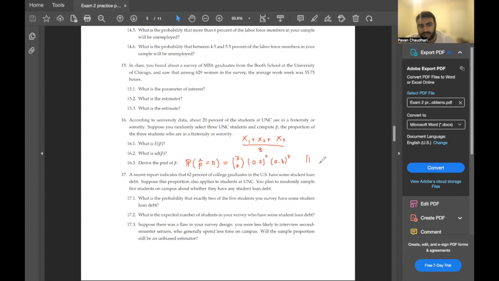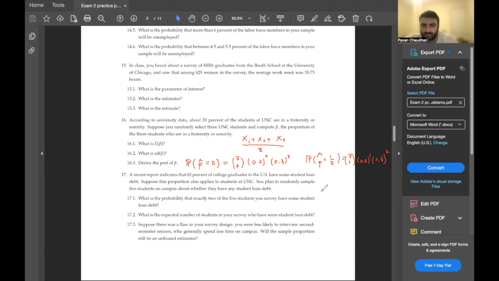Similarly, the probability P hat equals 1/3 is 3 choose 1 times 0.2 to the 1 times 0.8 to the 2. Right, so out of the 3 students, one of them is in a fraternity, so it's 0.2 to the 1. Two of them are not in a fraternity, so it's 0.8 to the 2.